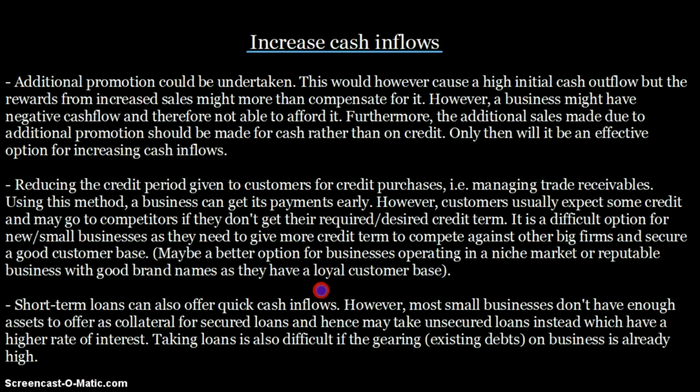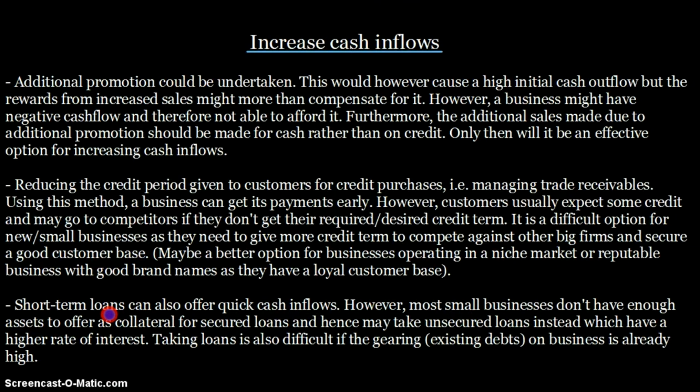So customers can agree to that, but they won't be agreeing to small businesses or mass market businesses, because there are competitors available. They can switch brands, but they won't be able to do that in a niche market business or a good branded business. So for those particular businesses, it's a good option. For others, not so much. What should other businesses do? Let's look at other methods as well.